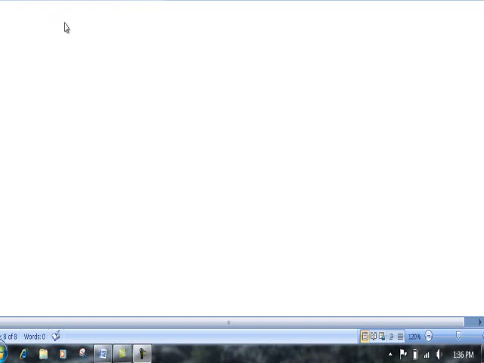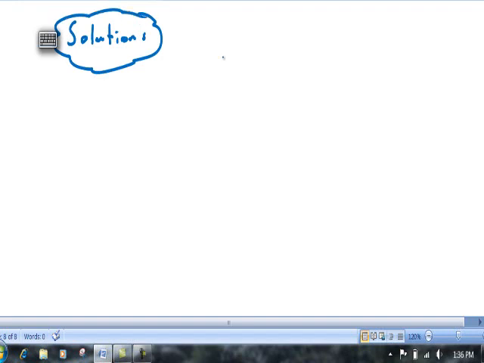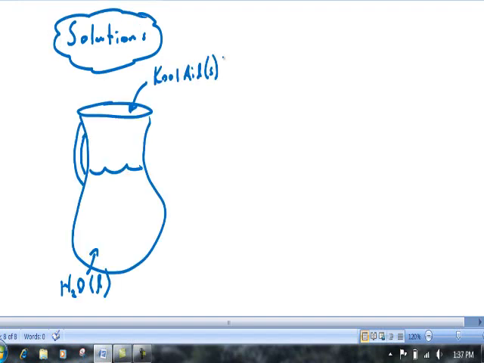Okay, let's take a look at things that are going to be part of what we're working on next, which is the chemistry of solutions. Let's take a look at a familiar example, preparing some Kool-Aid.